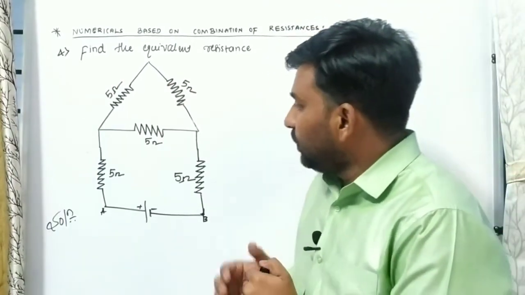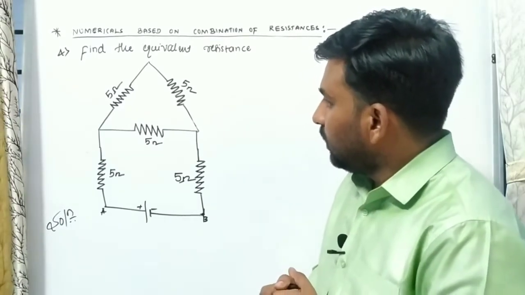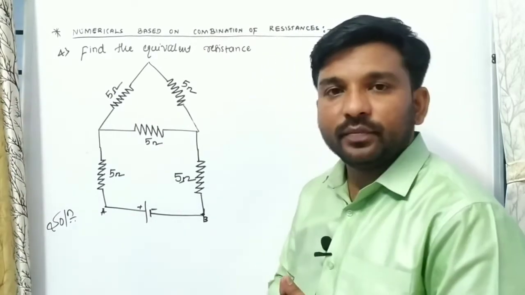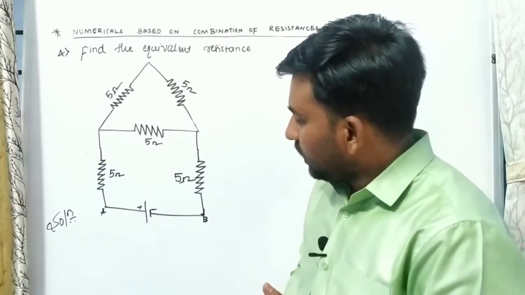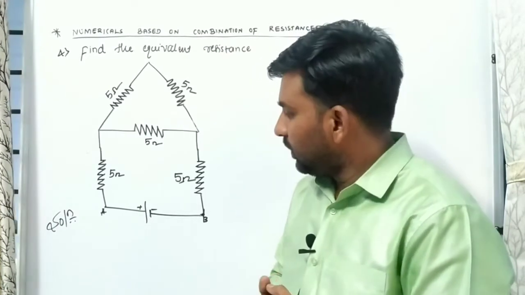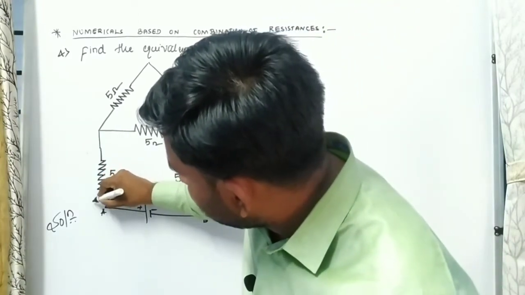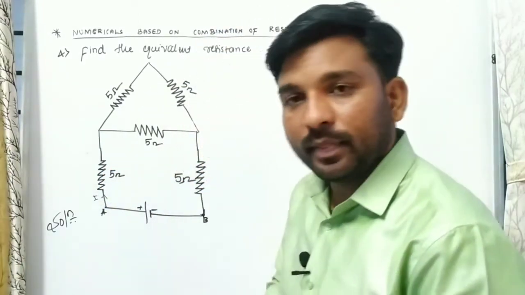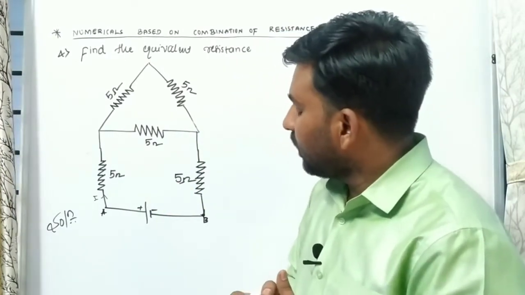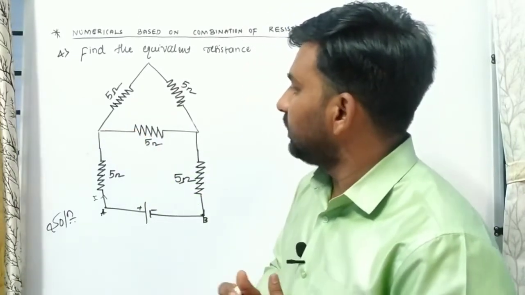Now, in order to find out the equivalent resistance, look at this one. We have the points A and B here. Now here is the cell. Now the current I is flowing through the resistor 5 ohm. Now the current reaches the point here.